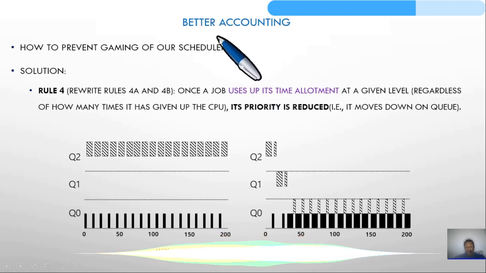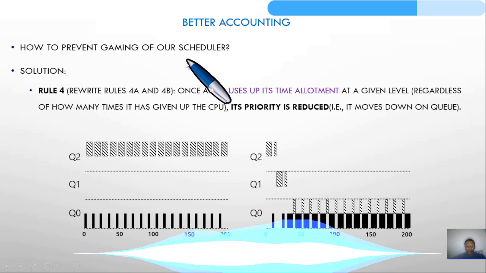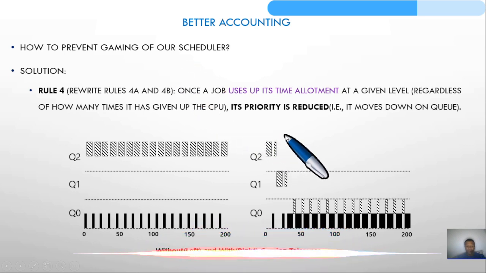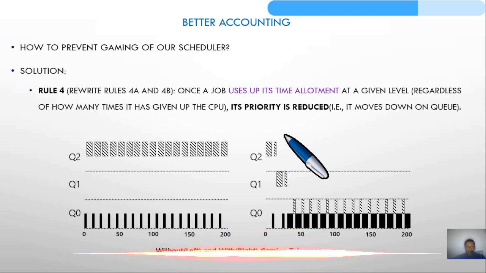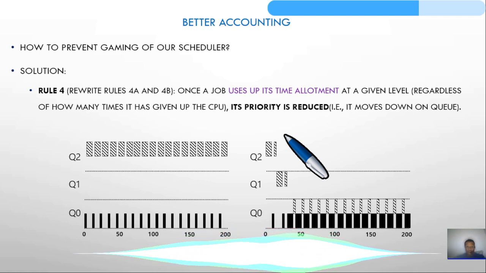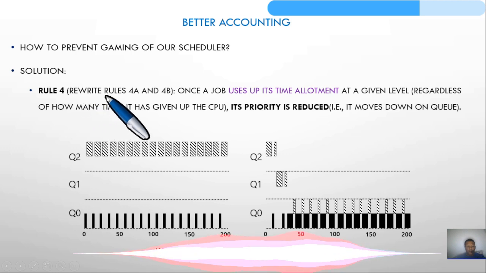And better accounting is also very important. Better accounting means how to prevent gaming of our scheduler. That means if a process tries to game the system by giving an IO operation after it takes 99% of its time slice, then again it will gain the CPU for a long time. To avoid this, what we are going to do is rewrite rules 4A and 4B.